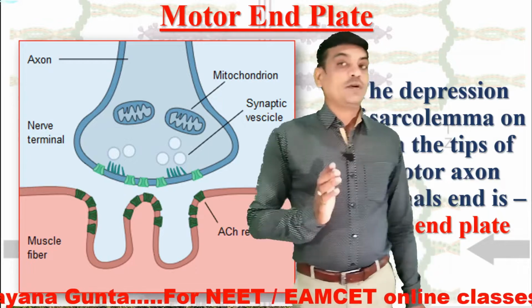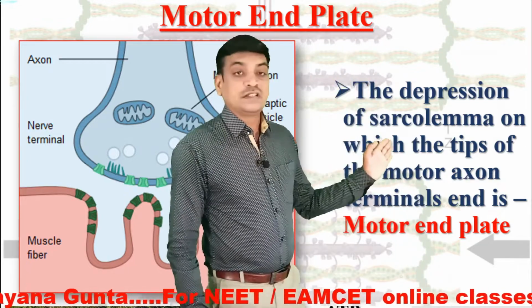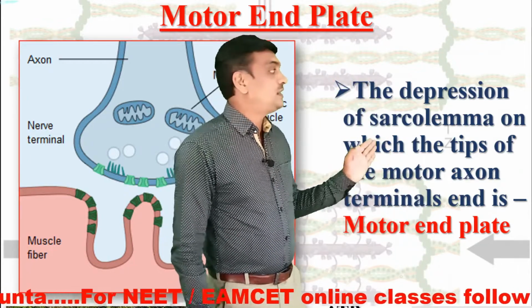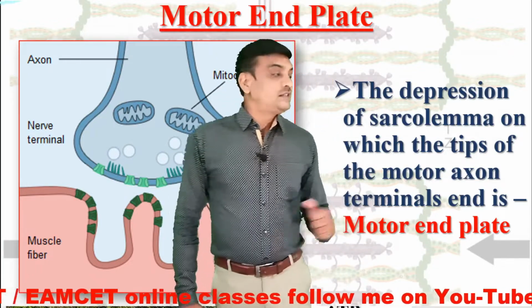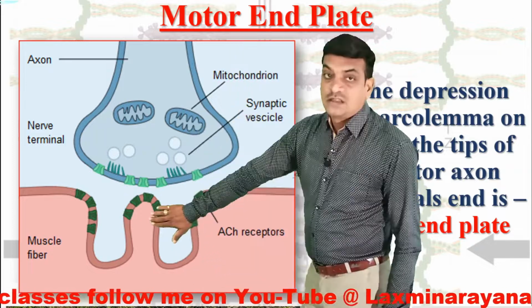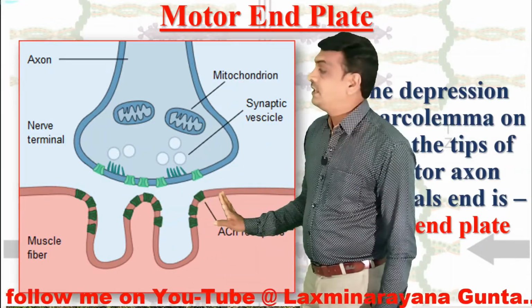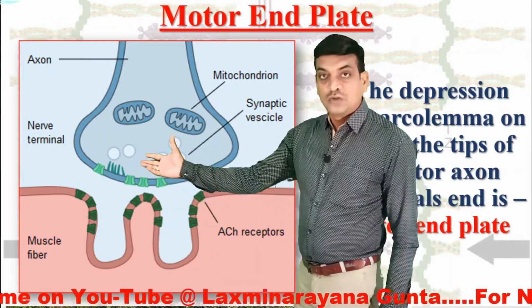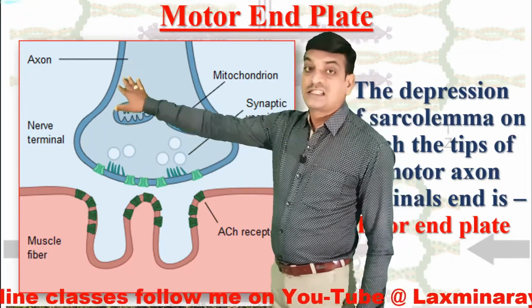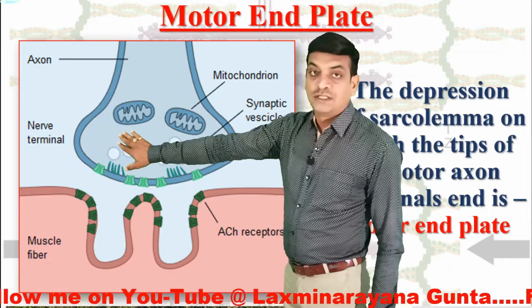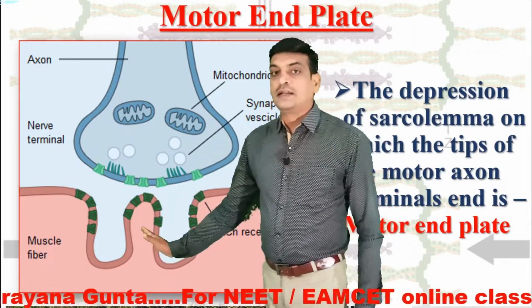What do you mean by motor end plate? The depression of the sarcolemma on which the tips of the motor axon terminals end is called as motor end plate. Here this one is the motor end plate and this one is the motor unit. This axon terminal brings in the action potential or the nerve impulse to the motor end plate.